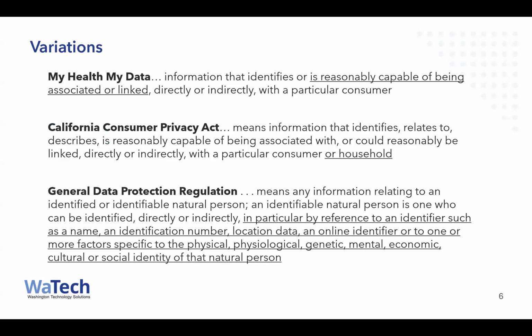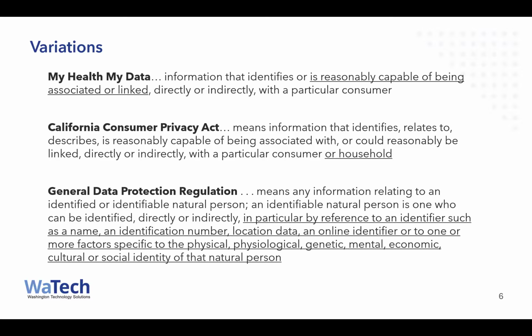Just to highlight a little bit of where we see some of that variation with a couple of examples. The first one here is from the My Health, My Data Act in Washington State, which does directly include a similar definition of being reasonably capable of being associated or linked directly or indirectly with the particular consumer. So that idea of directly or indirectly is going to be important later.